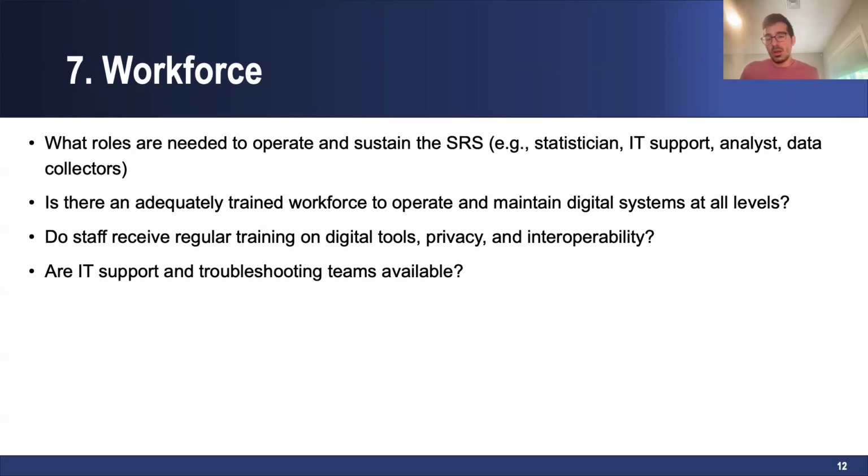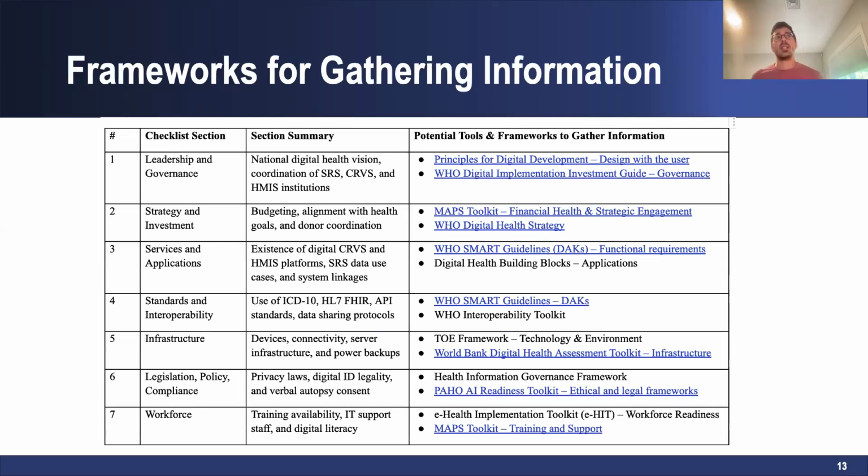Okay, so we've moved through the 7 checklist sections. Like I said, in that first workflow diagram, we're also offering a set of tools and frameworks with which to gather information for these checklist sections. So that's what this is. This table exists in that PDF document as well.